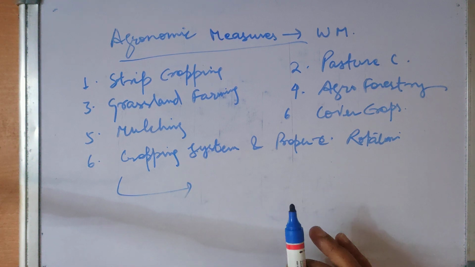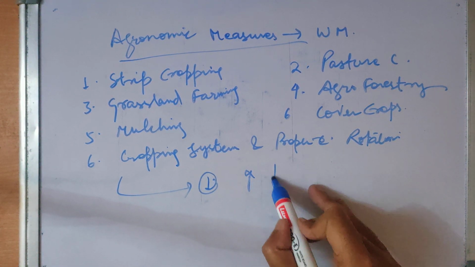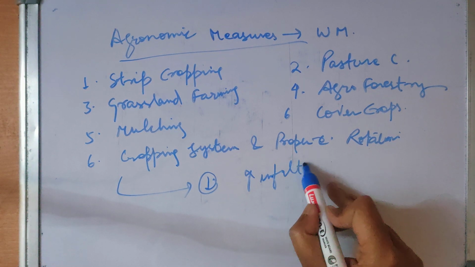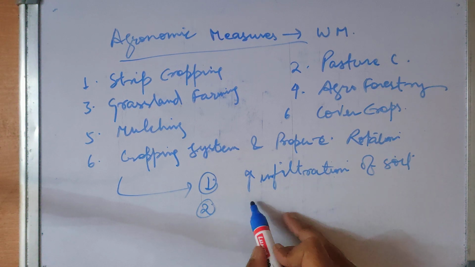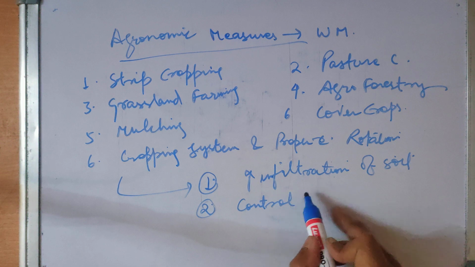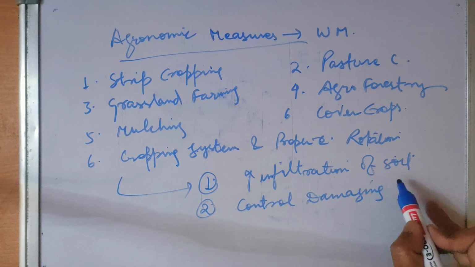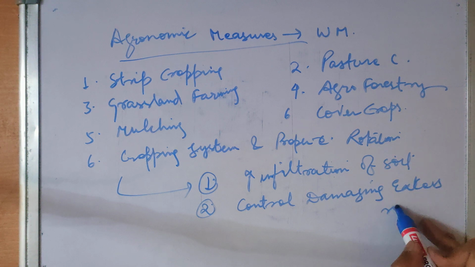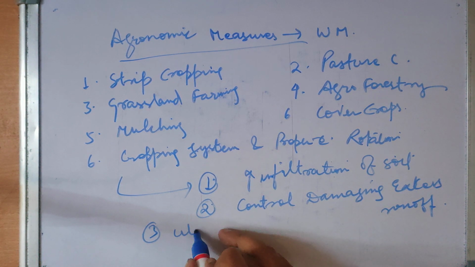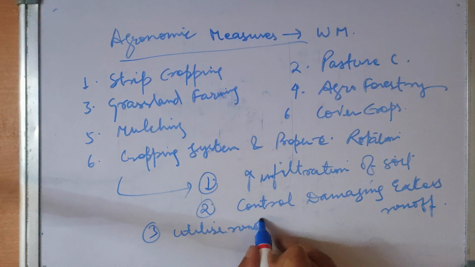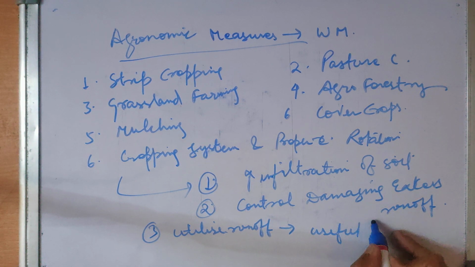We need to do these measures to, first of all, increase infiltration of soil, to control damaging excess runoff, and to utilize runoff for useful purposes, so as to enhance our irrigation intensity. So these are the agronomic measures.